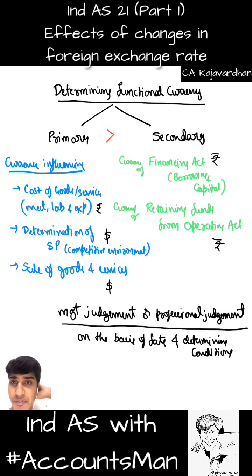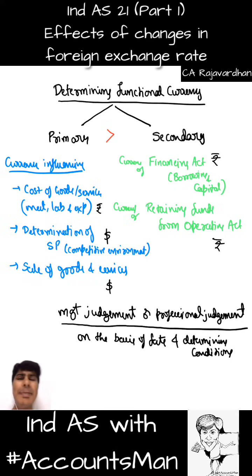If all of the primary factors say rupee, then rupee has to be the functional currency. Then professional judgment will not come into the picture. If a few of the primary conditions say rupee and a few say dollar, then the management judgment or professional judgment comes into the picture. You get that? So this is how we basically determine our functional currency.